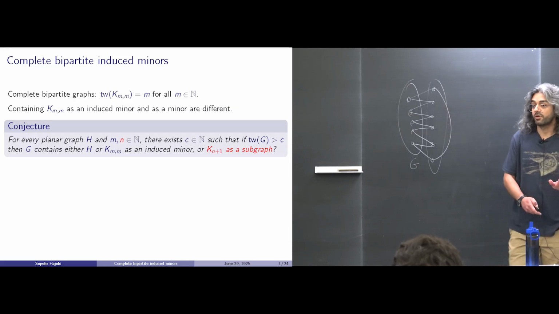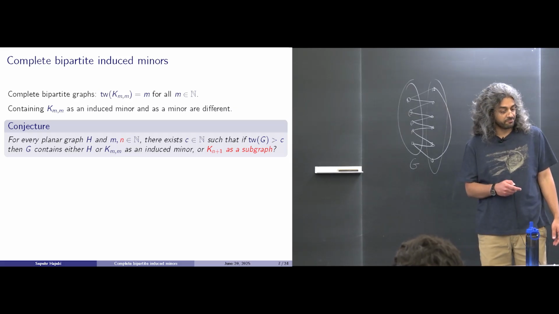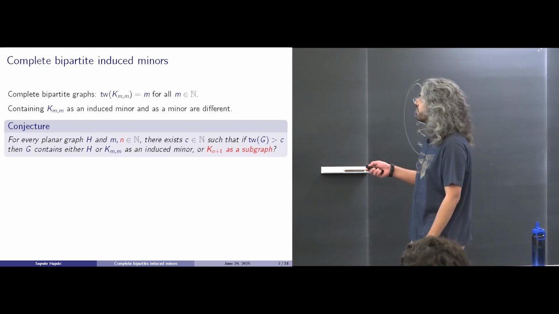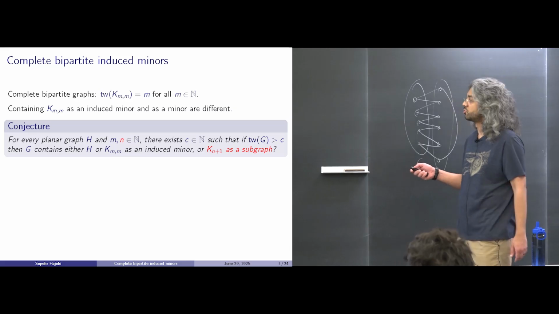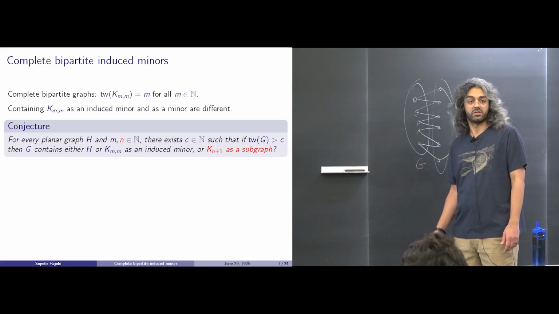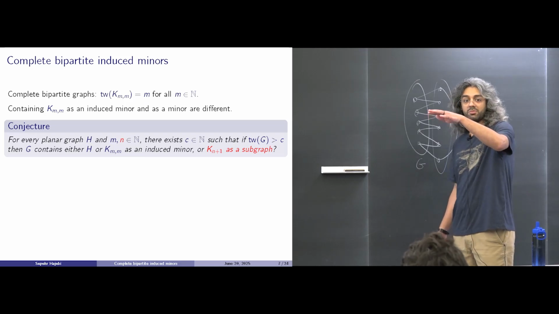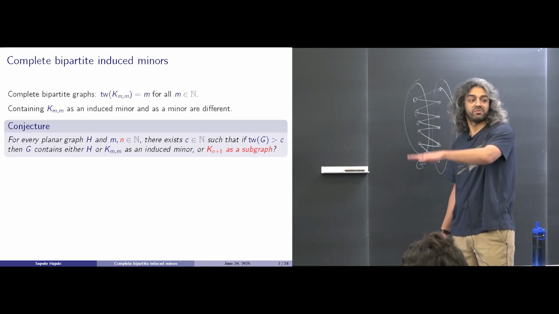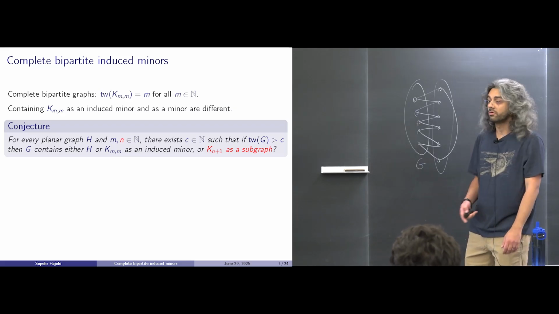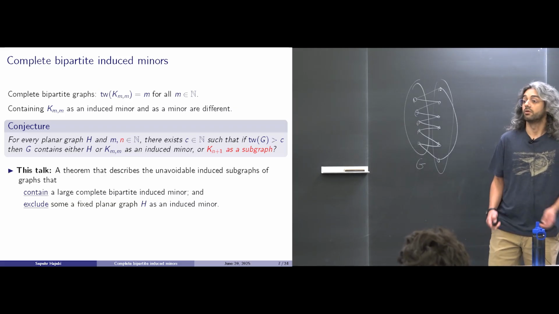So could this be converted into a theorem about induced subgraphs? Again, the complete subgraph is just what it is. We don't need to do anything with it. And the planar induced minor we can handle. It gives us either a subdivision of a large wall or the line graph of a subdivision of a large wall as an induced subgraph. And the complete bipartite induced minor is what I'm going to tell you about today.